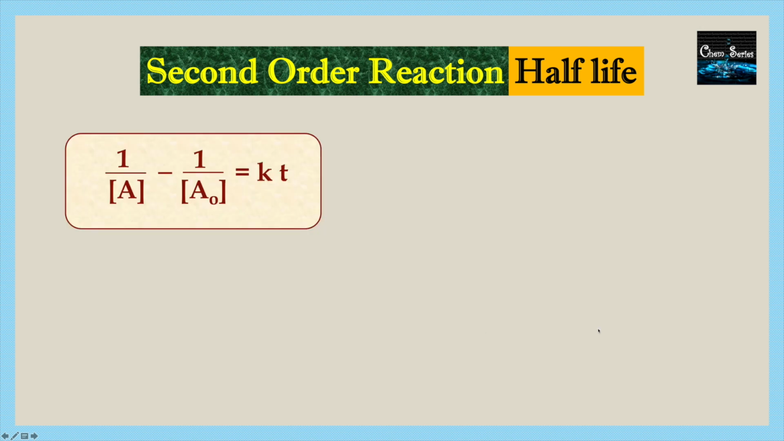Okay. So this is the integrated rate law equation for the second order reaction. Take this equation and substitute T by T half and A, the reactant concentration, by A naught by 2. Why A naught by 2? Because it is a half-life. Then that means 50% of the initial concentration will be A naught by 2, will be your A. For that only we are substituting it.